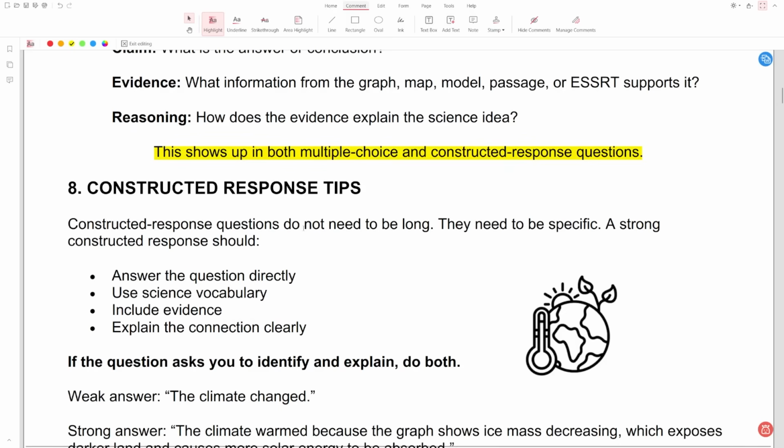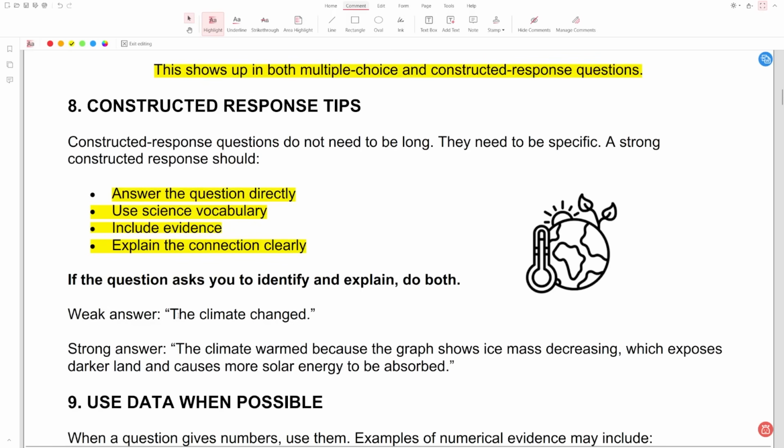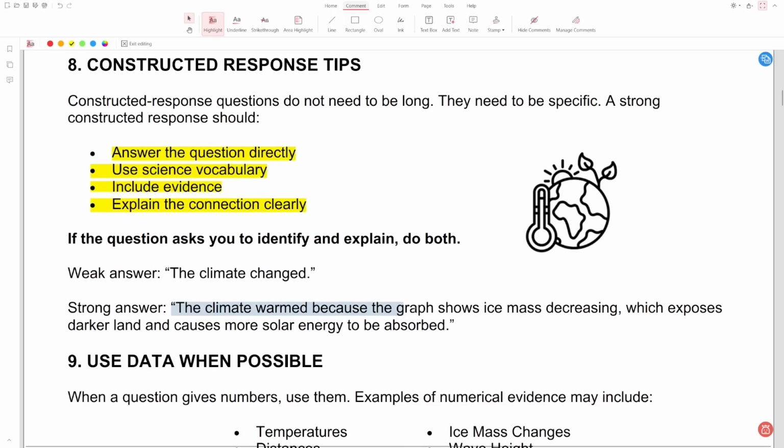Constructed response tips. These do not need to be long. They need to be specific, and a strong constructed response should answer the question directly, use scientific vocabulary, include evidence, and explain the connection clearly. So if the question asks you to identify and explain, make sure you do both things. Here's an example. A weak answer you could write is, the climate changed. Not good enough. Strong answer: the climate warmed because the graph shows ice mass decreasing, which exposes darker land and causes more solar energy to be absorbed. That's really good identification and explanation.